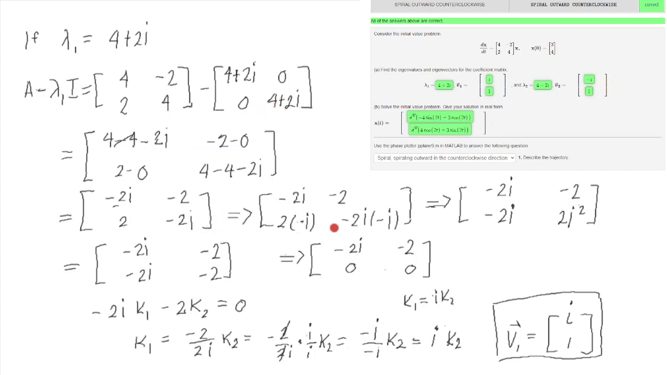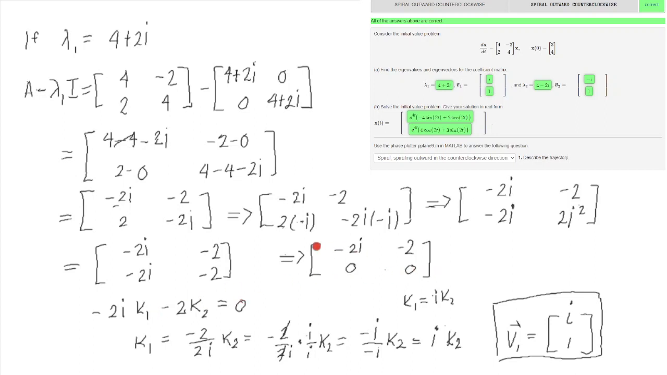Now, let's multiply this second row here by negative i. To have 2 times negative i, we have negative 2i, and then negative 2i times negative i, we have 2i squared, and your 2i squared is simply 2 times negative 1, because i squared is negative 1. That's why we have negative 2 here, and we have negative 2i here. And you can subtract row 1 from row 2 and then put the result in row 2. We have 0, 0 in your row 2.